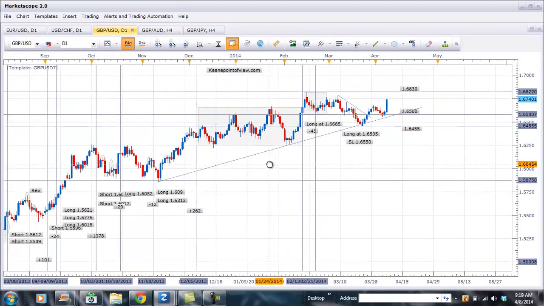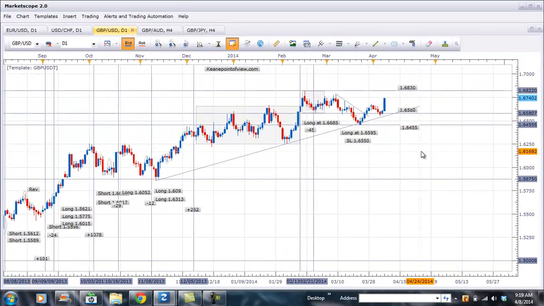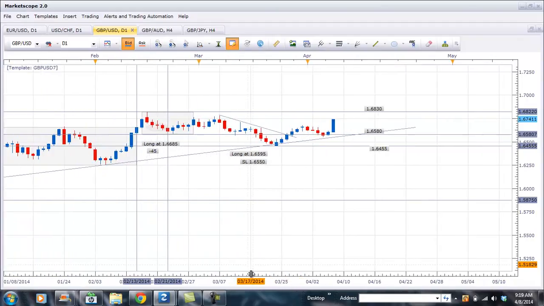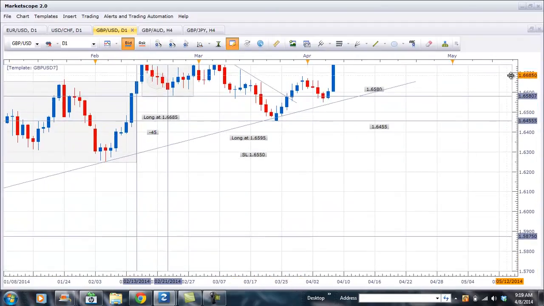We have the Great Britain USD, which has bounced off support right here on our entry from 165.95. And because the stacker trades have gone so slow lately, I figured I'm going to go through and explain exactly what I'm looking to do in this.